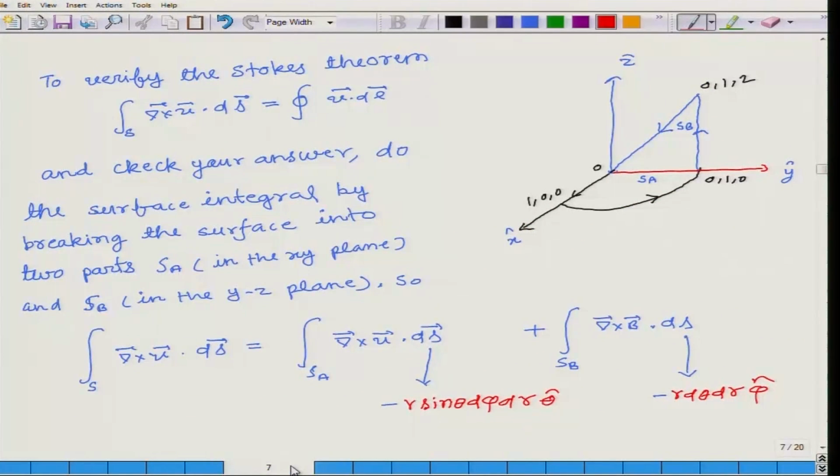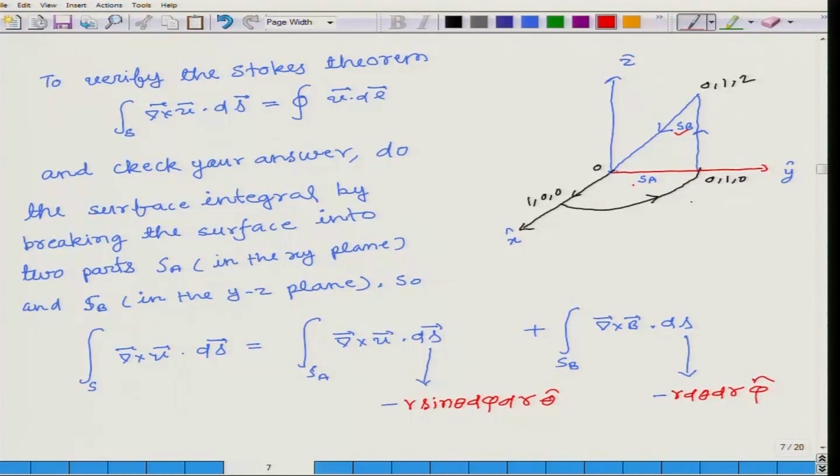So to verify the Stokes theorem and to check the answer of your line integral, do the surface integral by breaking the surface into two parts. That is, the first one is SA in the xy plane, the second one is SB in the yz plane.